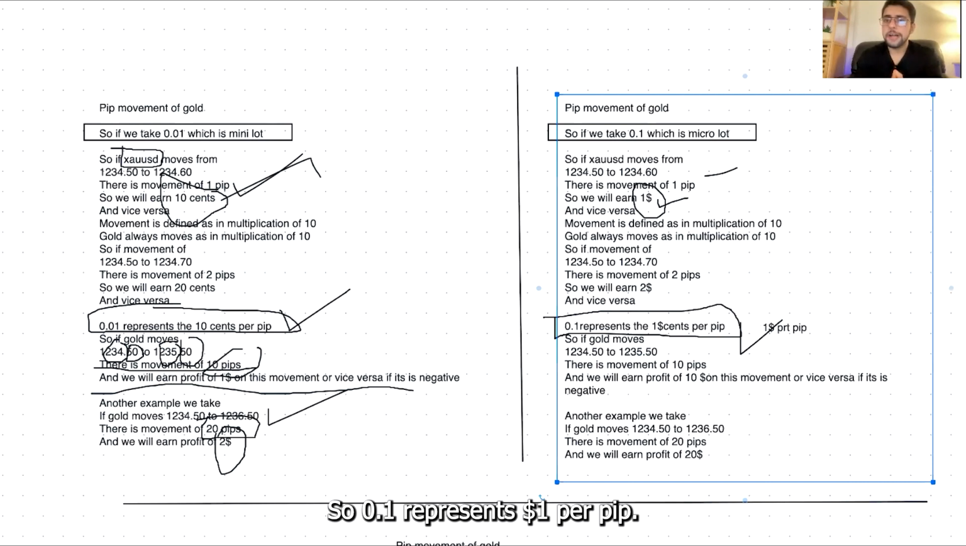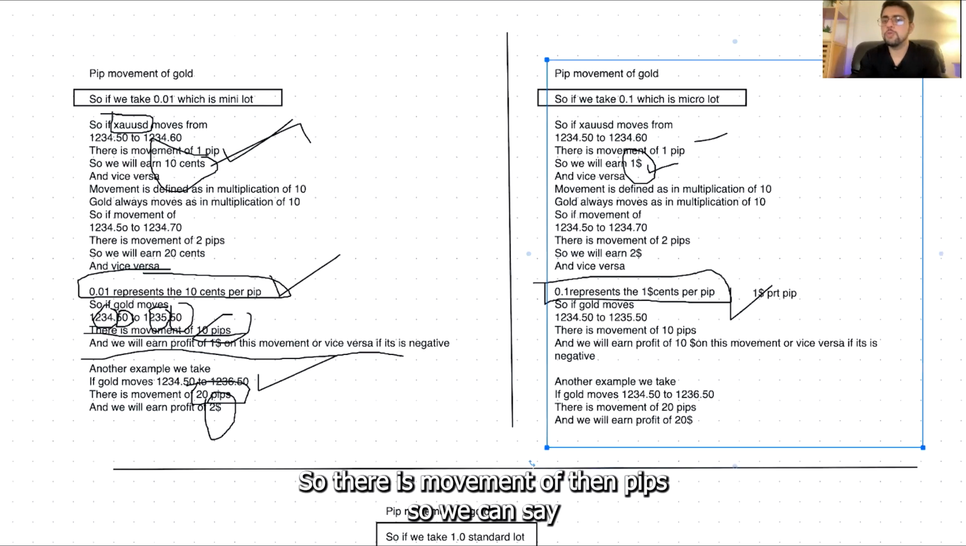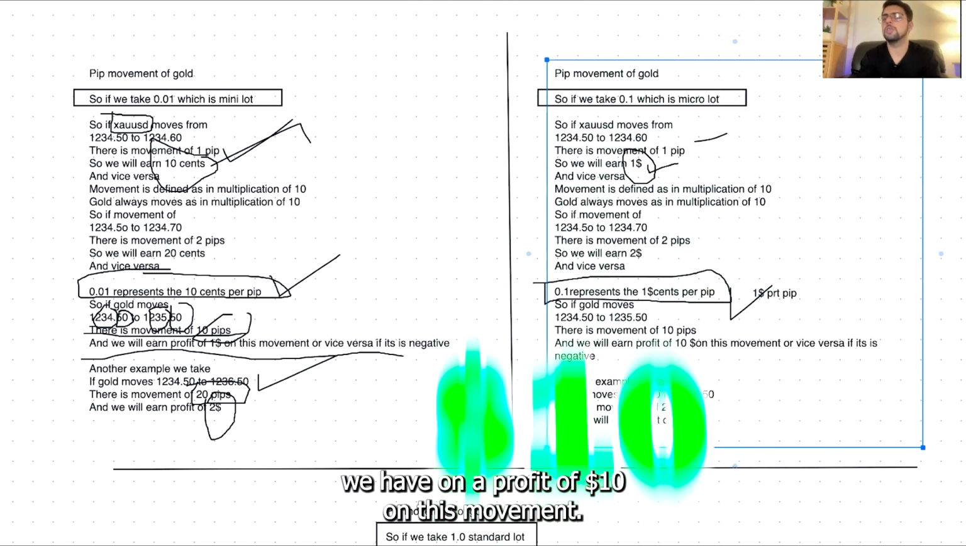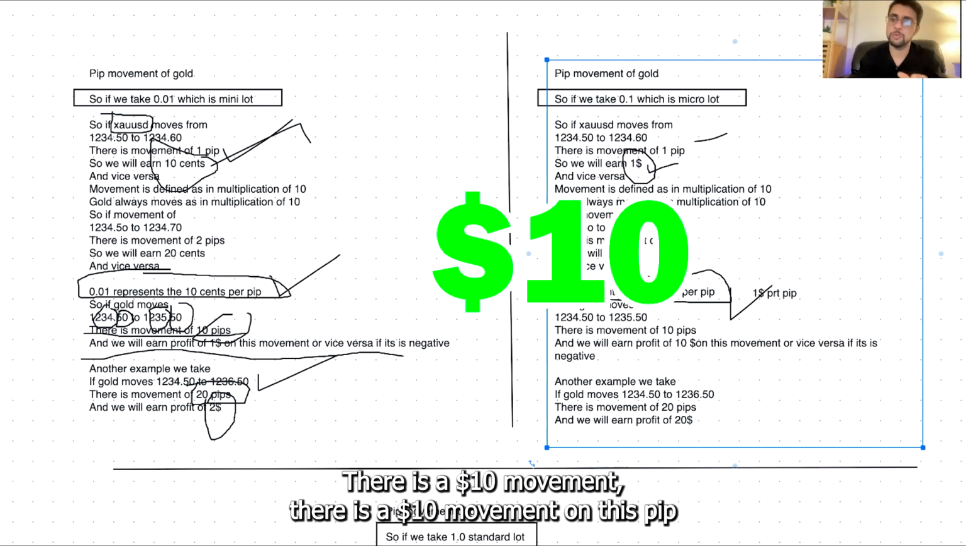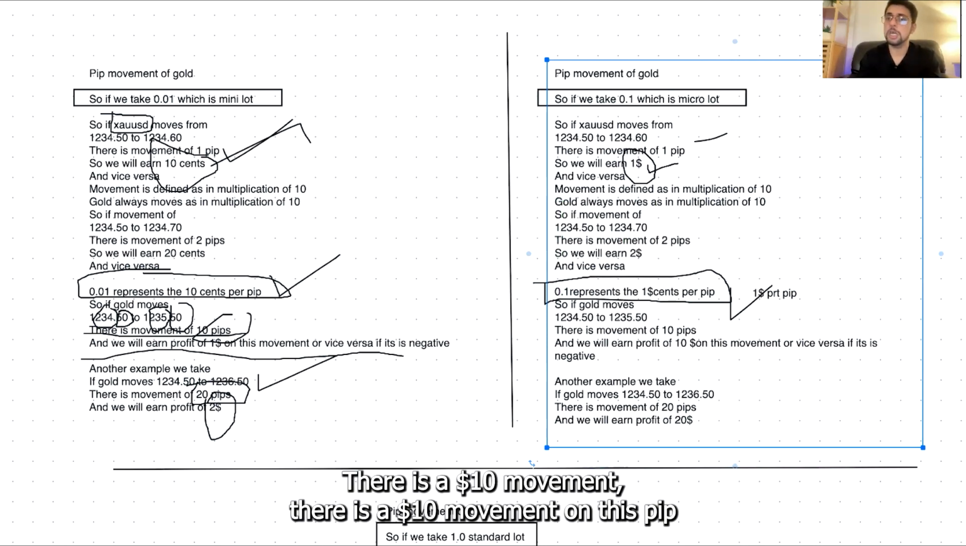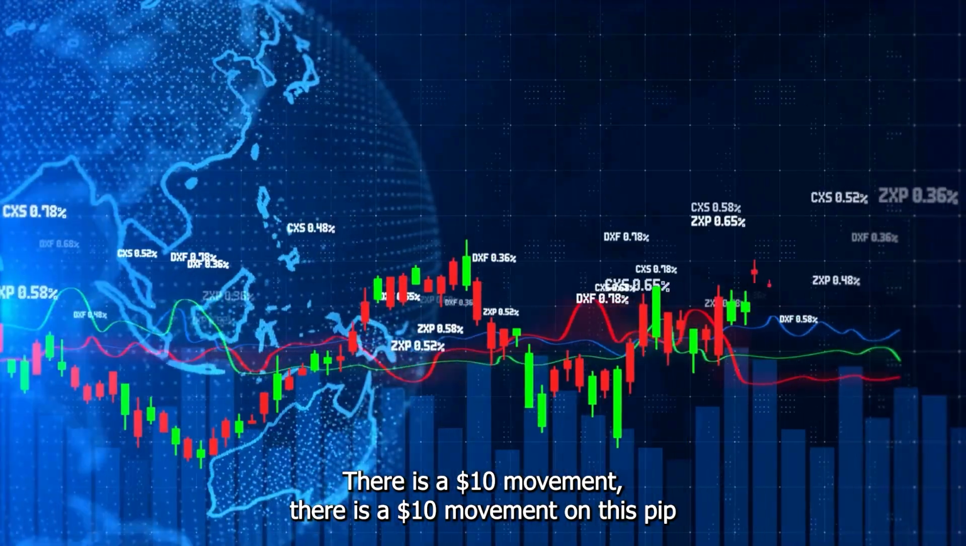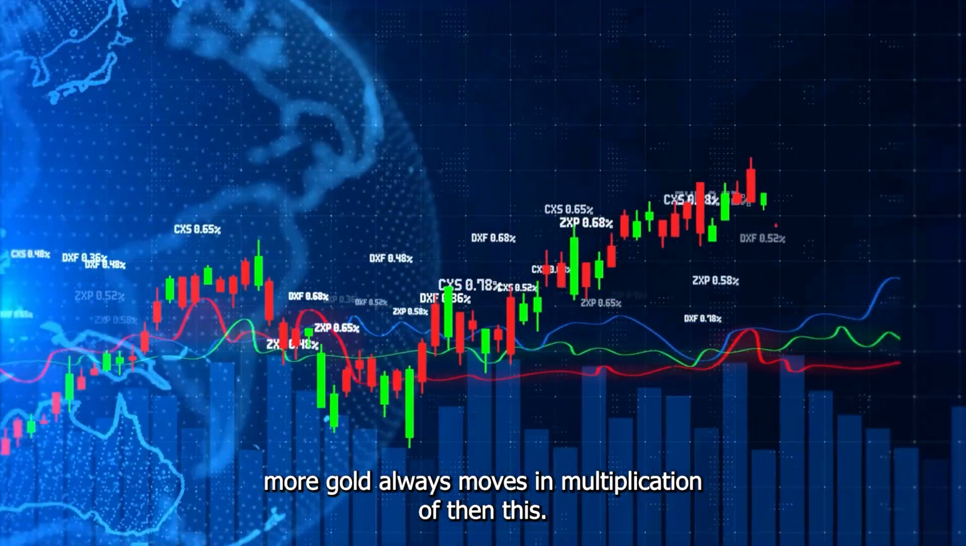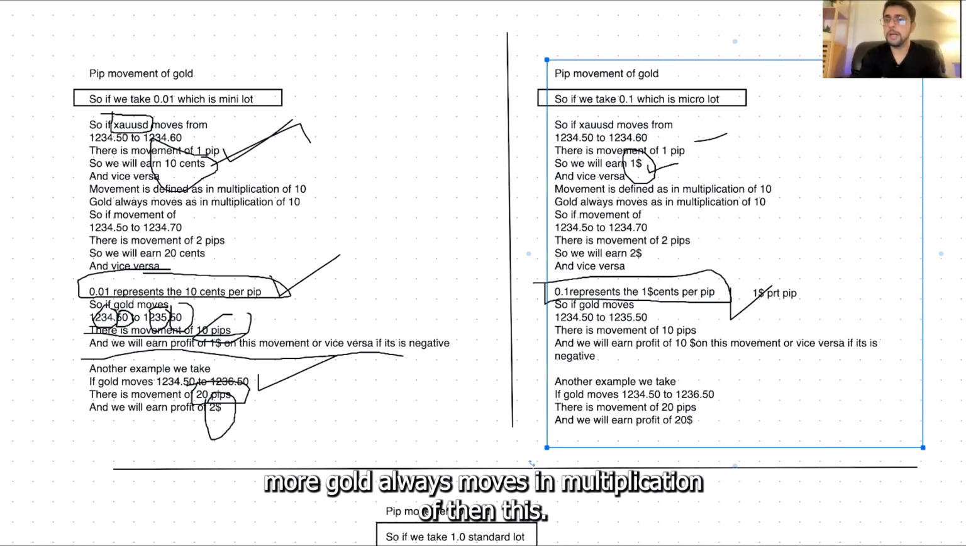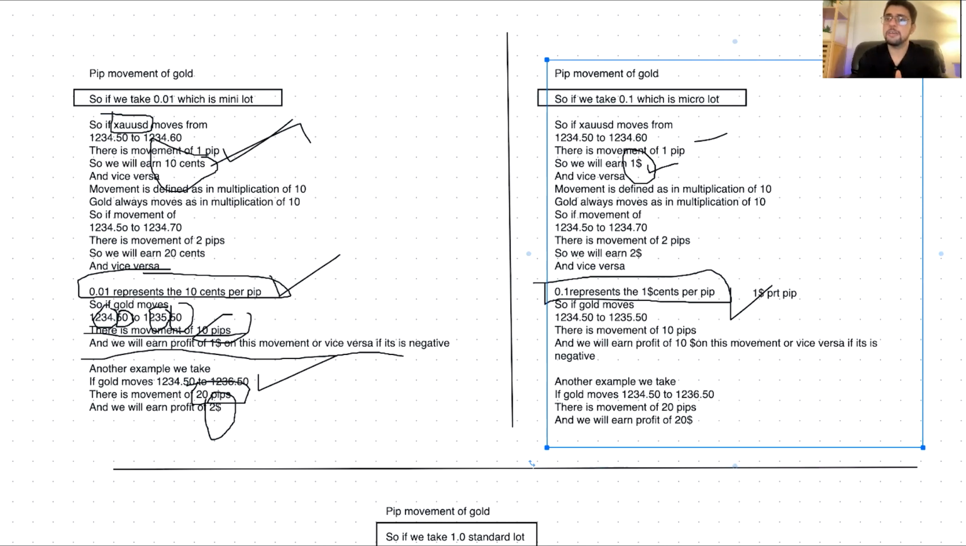So 0.1 represents $1 per pip. If gold moves from 1234.50 to 1235.50, there is a movement of 10 pips. So we can say we have earned a profit of $10 on this movement. There is a $10 movement on this pip. Gold always moves in multiples of 10. This we have to always remember.